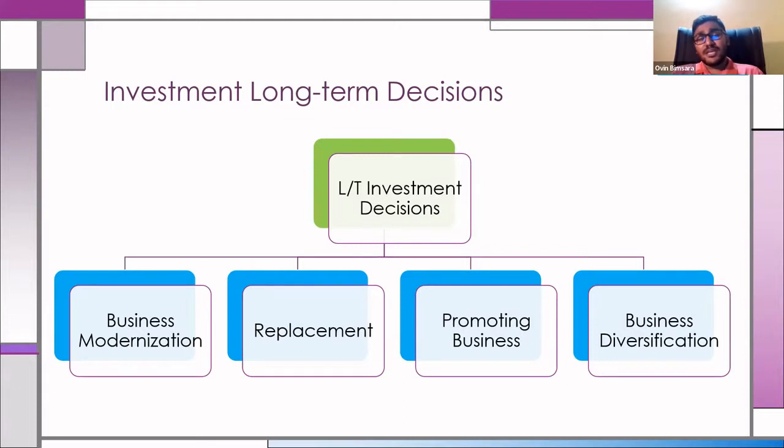Or replacement. Let's say one of the machines that we have in the factory is reaching the end of its useful lifetime, so we need to replace it. For that, we need to invest. Or promoting business in terms of campaigns, in terms of branding, you are spending to get a solid brand name in the market. Or business diversification, you are going to start a new product line which you don't have right now, or you are going to enter into a new market. For that, you need to invest. So these are long-term investments.